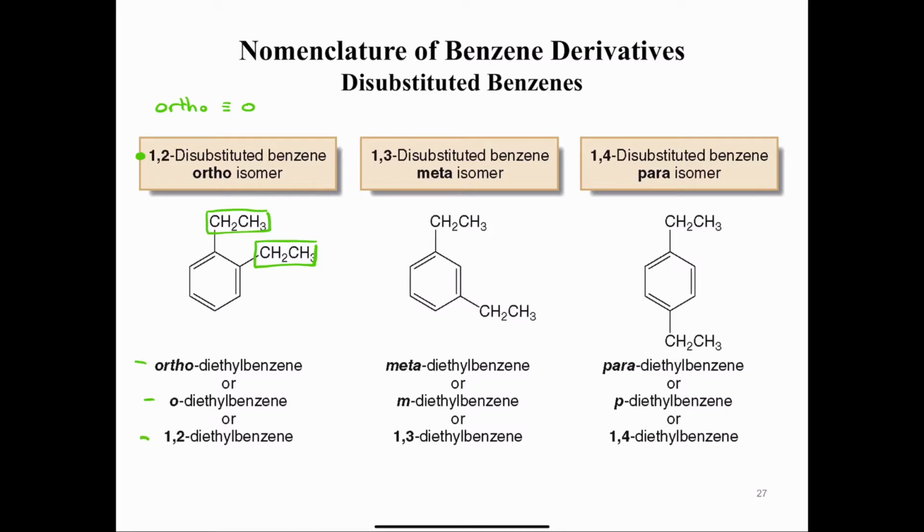We use the same rationale for the 1,3 disubstituted benzene or the meta isomer. We could call it meta-diethylbenzene. We can simplify meta to just the letter m. We could call it m-diethylbenzene, which of course does represent meta-diethylbenzene, or we could call it 1,3-diethylbenzene. And then finally, if you don't feel like writing out the whole word para, you can shorten that to p. So we can have para-diethylbenzene, p-diethylbenzene, which again represents para-diethylbenzene, or 1,4-diethylbenzene.